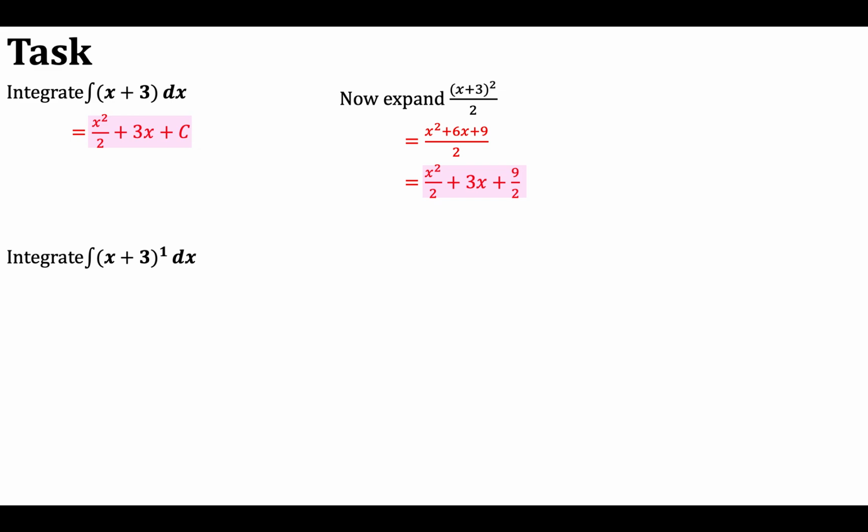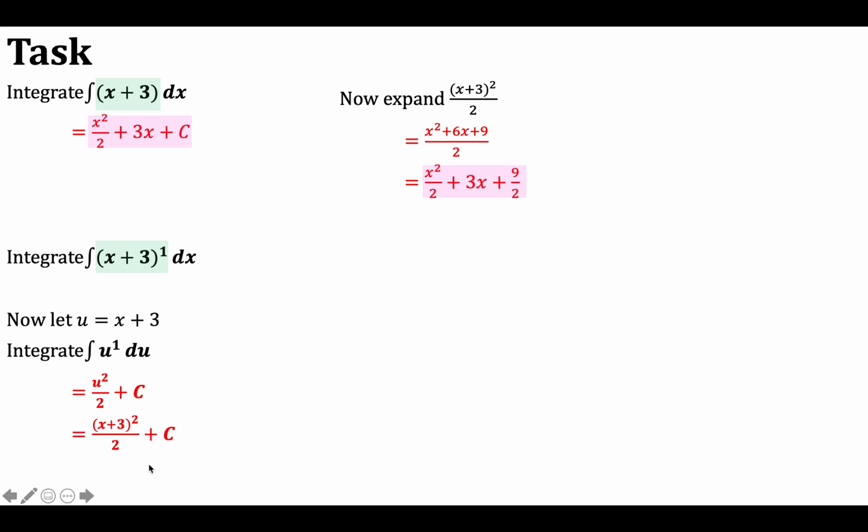Now, if I look back at the original question, I gave you the integral of x plus 3 with respect to x. I could have expressed that as the integral of x plus 3 all to the power 1 with respect to x. So you can see that those are equal. What if this time though, I let u equal x plus 3? So my integration would change. I would actually have the integral of u to the power 1 with respect to u. And when I integrate that, I get u squared over 2 plus c. And I can put back in, instead of u, x plus 3. And you can see that my integral here is x plus 3 all squared over 2 plus c.